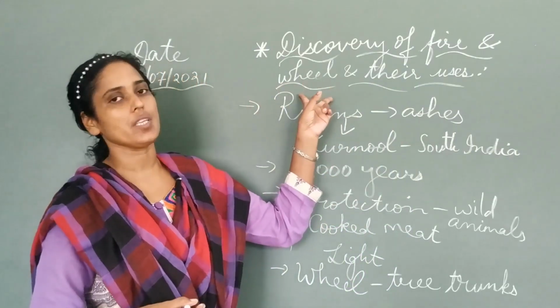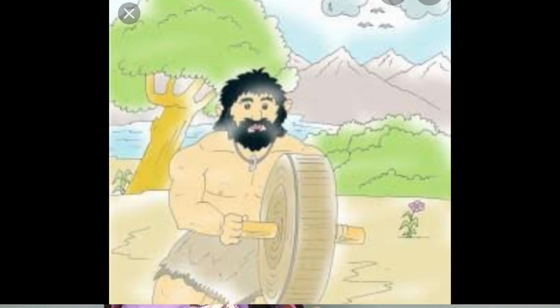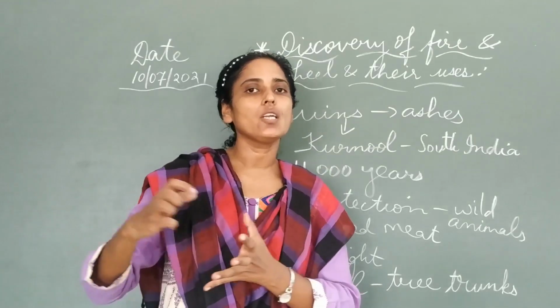So these two discoveries made by primitive man changed the life of human beings in the ancient ages. Which are those? Fire and wheel. First one was fire, then wheel. So these two discoveries played a very important role in the beginning of a settled life.